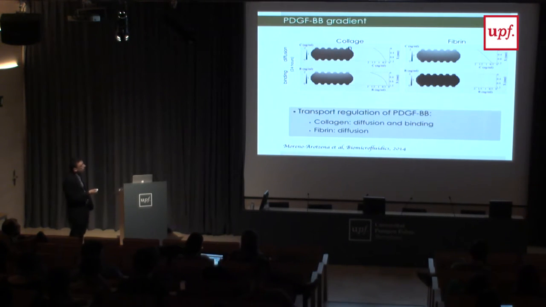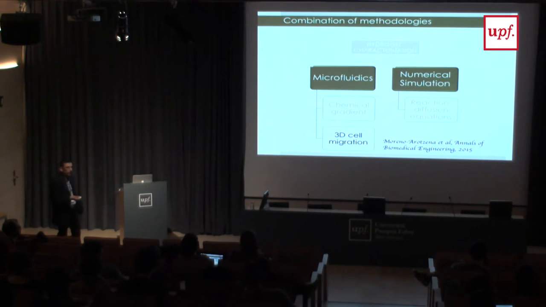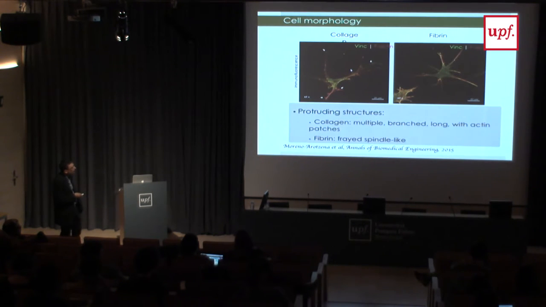In collagen we have diffusion and binding. However, in fibrin we have mainly diffusion. What we did next was to evaluate how the cells are moving in 3D. First, we analyzed how the vinculin and the actin are distributed in the cell. We can observe that in both cases we have branches and protrusions. For example, with the first simulation that I showed you, real cells are more amoeboid, but here you can see that we have a lot of branches, and there are small differences in the shape.